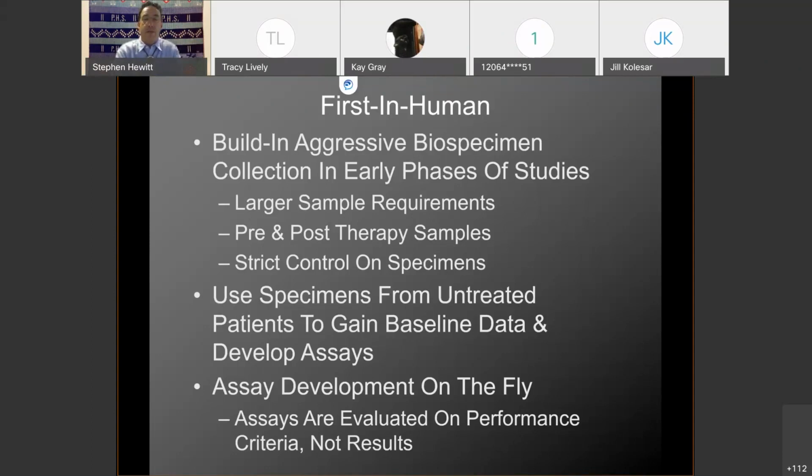Assay development on the fly is something you want to try and minimize as much as you can. Frequently, you'll find somebody who's moving through their trials and suddenly discovers they need a biomarker. Well, if you didn't have those biospecimens planned from the beginning of the trials, you're usually behind the 8 ball.